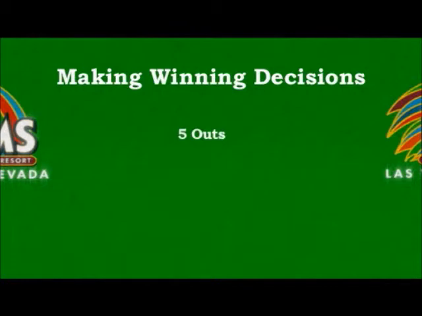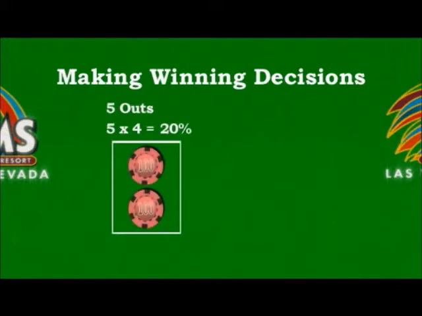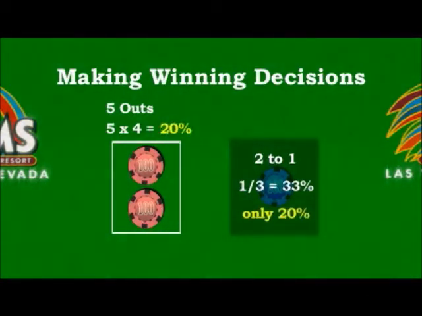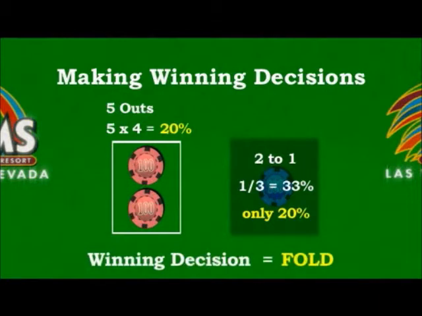Suppose I have 5 outs after the flop. 5 times 4 equals 20%. I've got a 20% chance of making my hand. After the bet, there's $200 in the pot. I'm being asked to call 100. I'm getting 2 to 1 pot odds. Therefore, I need a 1 out of 3, or a 33% chance to win to justify calling that $100 bet. I only have a 20% chance of winning, so in this case, folding is the winning decision.